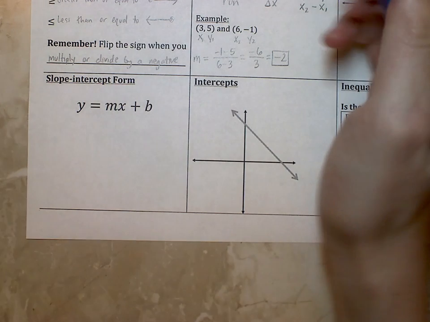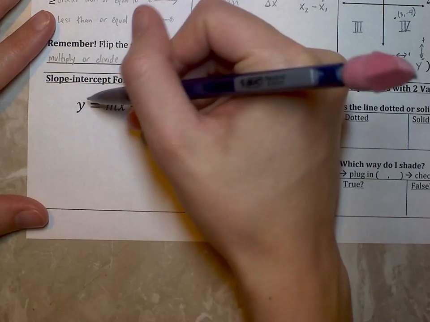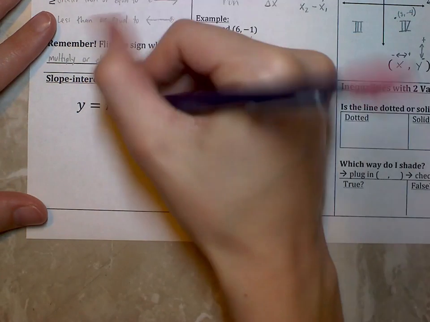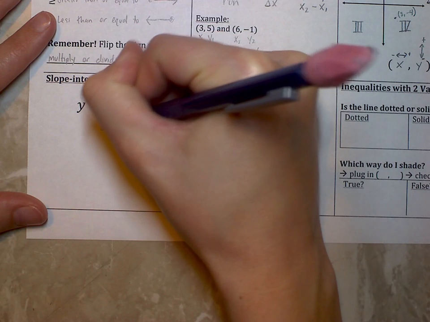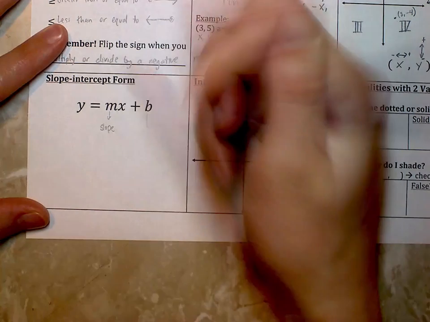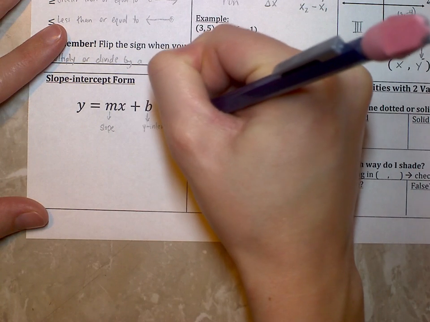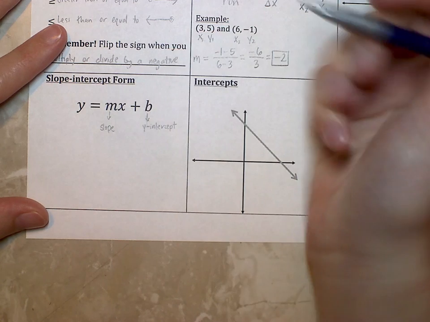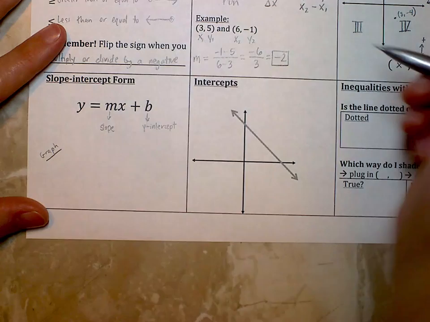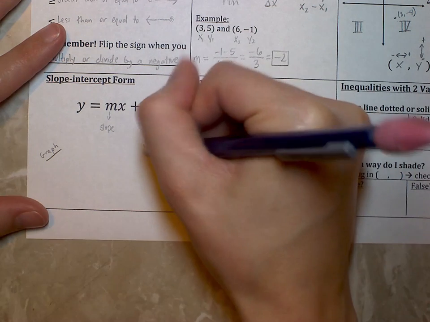Slope-intercept form is one of the most common forms of an equation because it's easy to use. In this form of an equation, the m represents slope, and the b represents the y-intercept, meaning the point at which the line hits the y-axis. When I go to graph an equation like this, the y-intercept is the starting point, the beginning. The b stands for beginning.